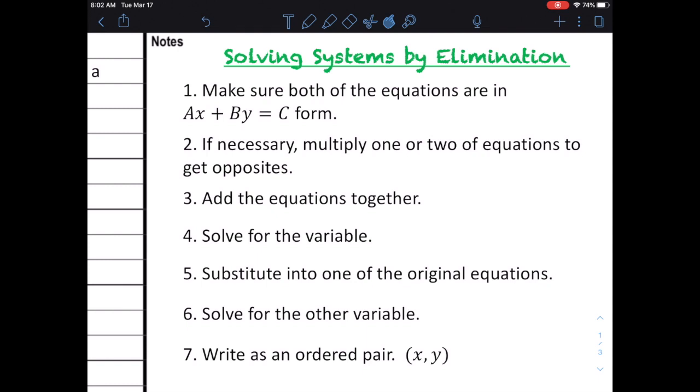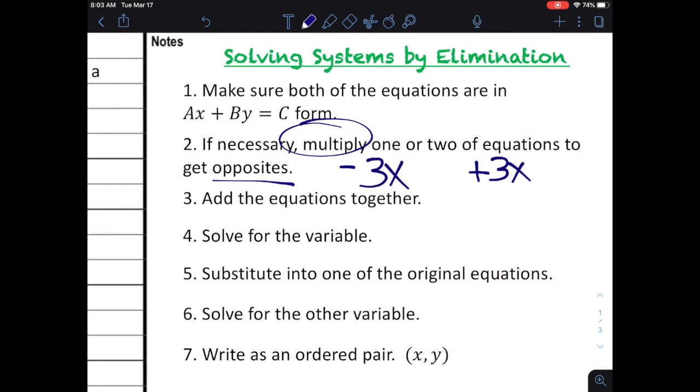Other times that means you might have to multiply one or maybe both of the equations to get opposites of each other. And just a reminder, when we're thinking of opposites, we want opposites like negative 3x and positive 3x. We want those to be opposites of each other. And if they're not, again, we have to do some multiplying. Okay, so that's really what we're looking for.